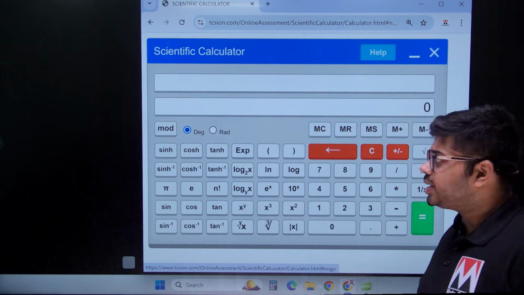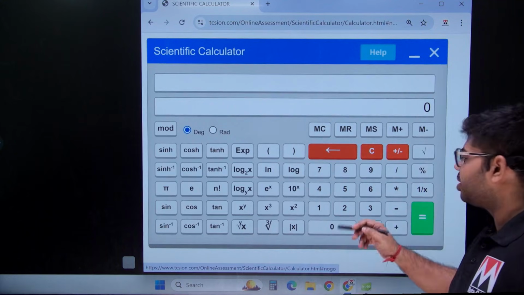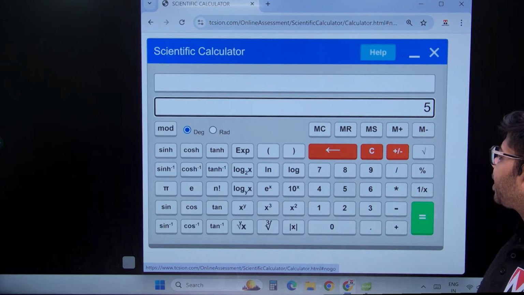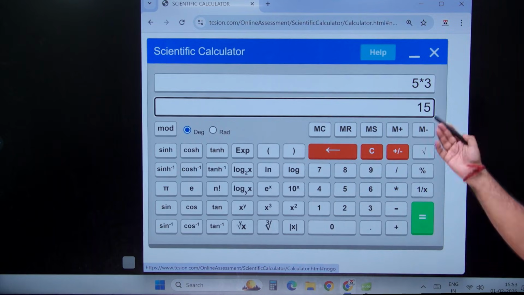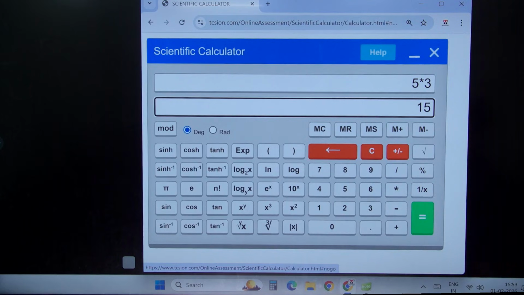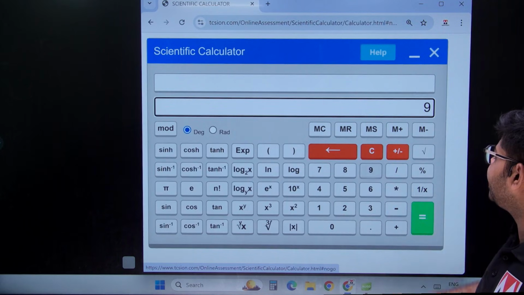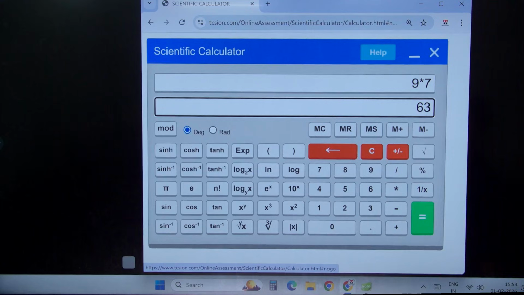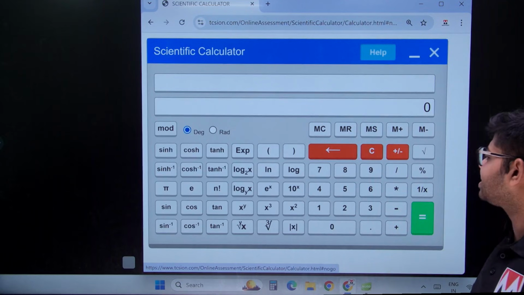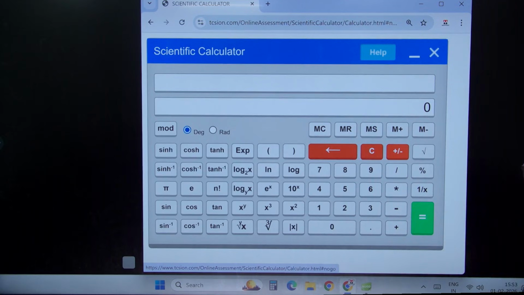Say for example, let us take 5 into 3. How will you calculate 5 into 3? 5 into 3 is going to give you 15. The value is 15. Similarly, 9 into 7. This is your multiplication sign. This is going to give you 63. Things like that. Other things are all right.